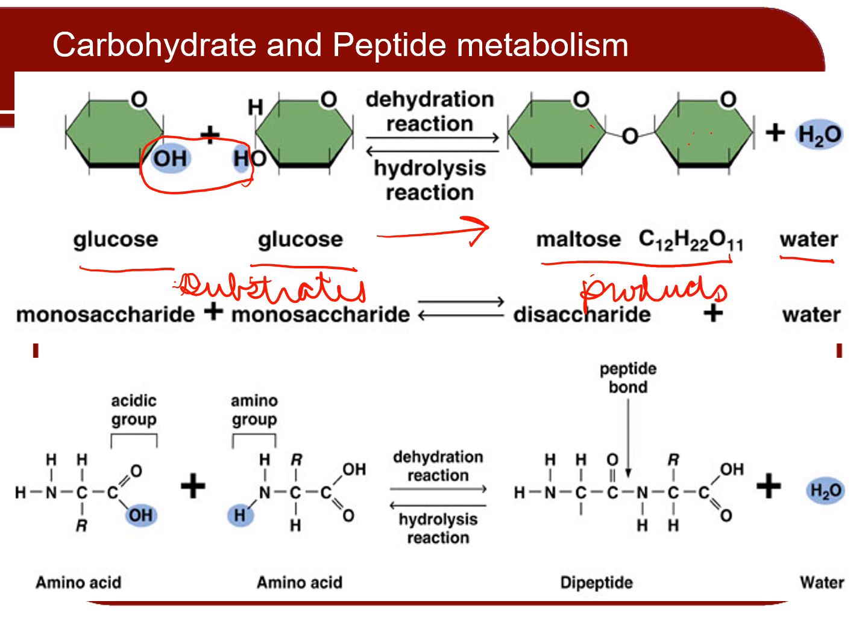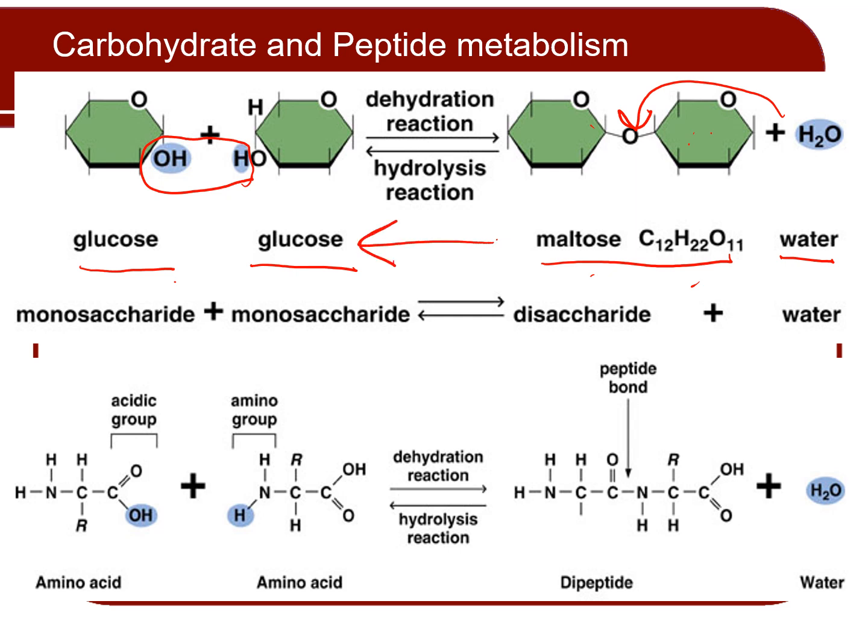However, we could go the opposite way. So say you ate some maltose or something with maltose in, and you wanted to break it down into glucose. Then you would do hydrolysis. You would add the water to break that bond. You would be going this way, and you would break the maltose into two glucoses. So that would be a hydrolysis reaction.